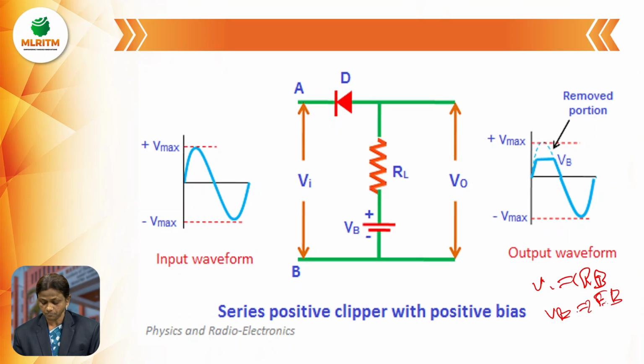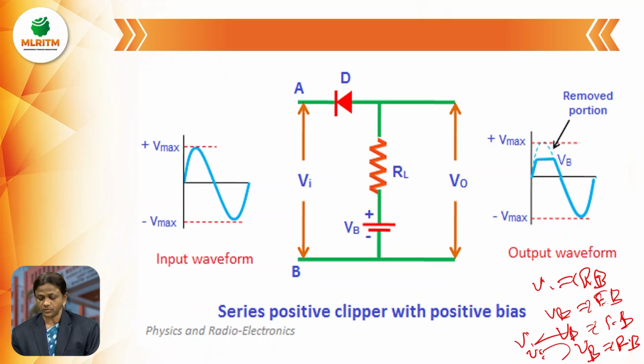When VA is less than VB, which voltage is the higher voltage? VB. So due to VB, diode D is in forward bias. So whenever VA is less than VB, diode D is in forward bias. Next, when VA is greater than VB, which voltage is the higher voltage? The input voltage VA. So due to VA, diode D is in reverse bias.